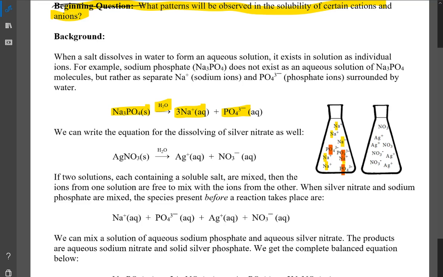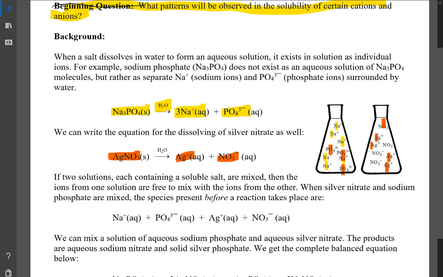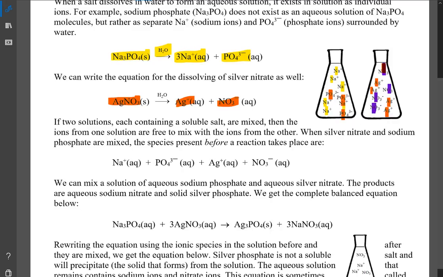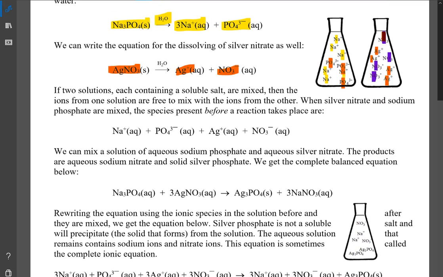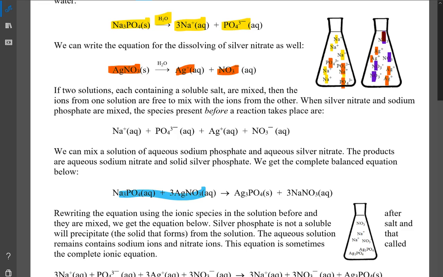All right. Same thing goes with silver nitrate. It will dissociate as silver and nitrate. Here are the silver ones, and here are the nitrates. Okay. Now, when we mix those, we're going to get silver phosphate.